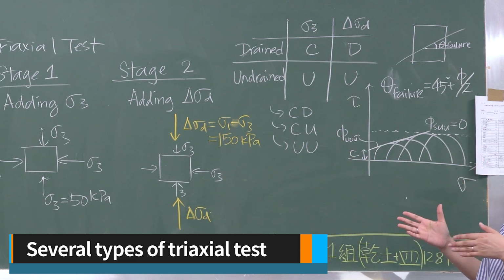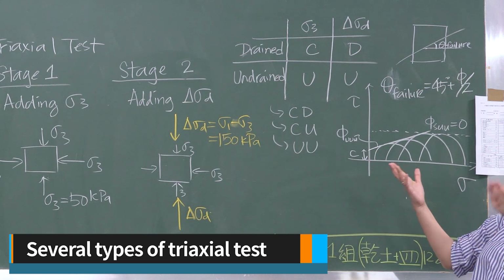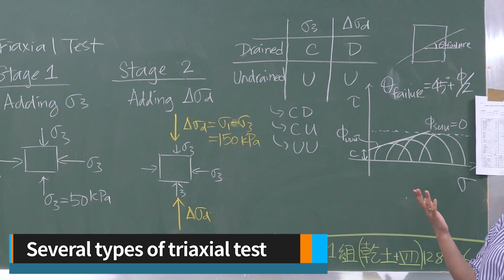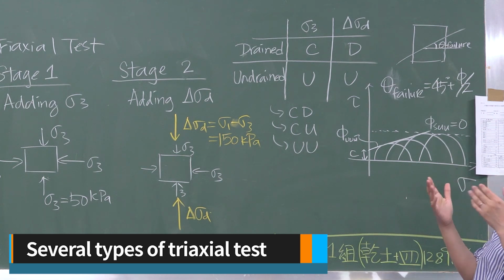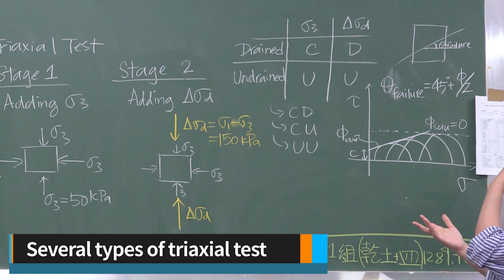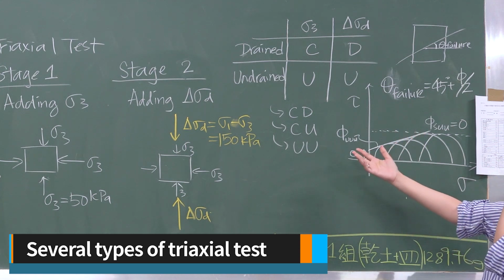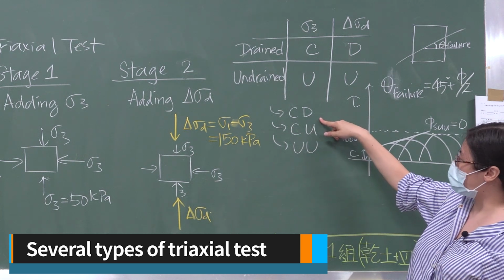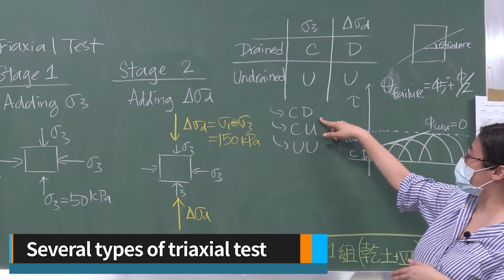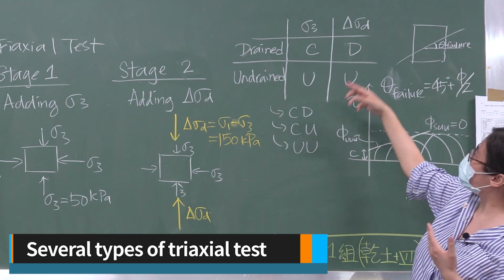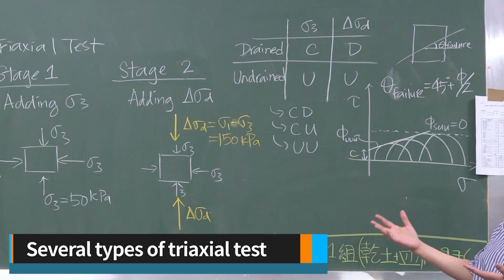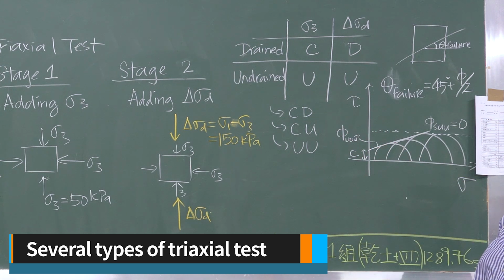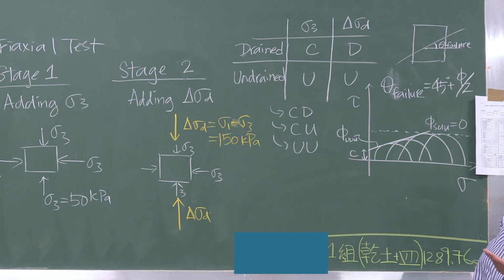So depending on the soil type, the CD test can be very long. It takes a lot of time. Imagine that you have a clayey soil with a very low hydraulic conductivity. What you would expect is that it will take a long time for the consolidation to complete, and then also a long time for the drainage to complete during the shearing stage. So the CD test will take a long time if you have a material with a very low hydraulic conductivity.